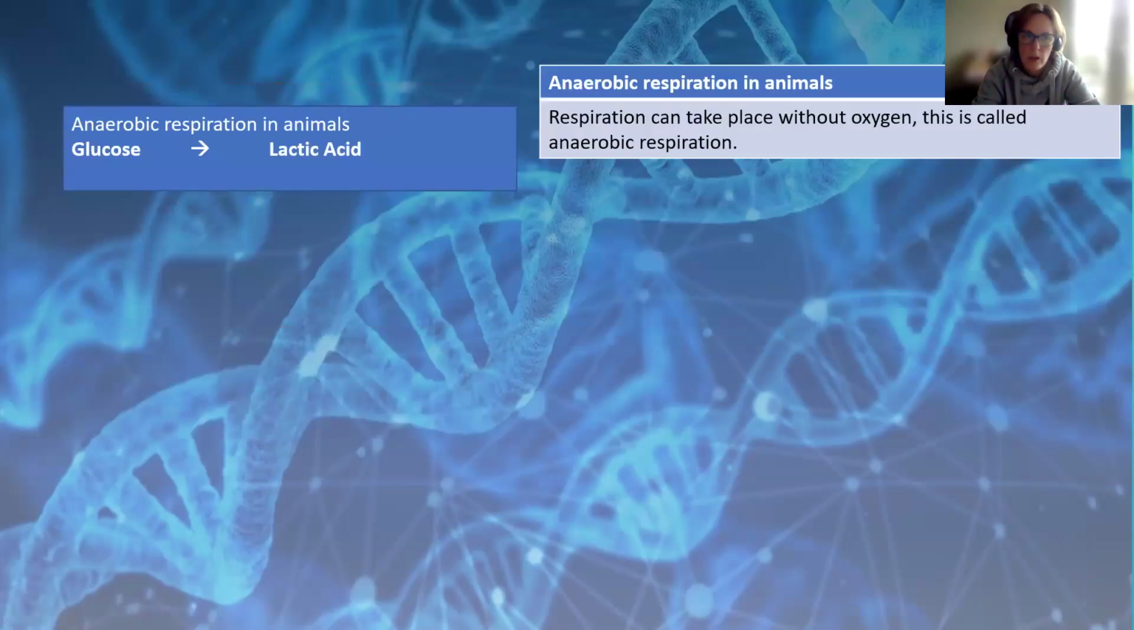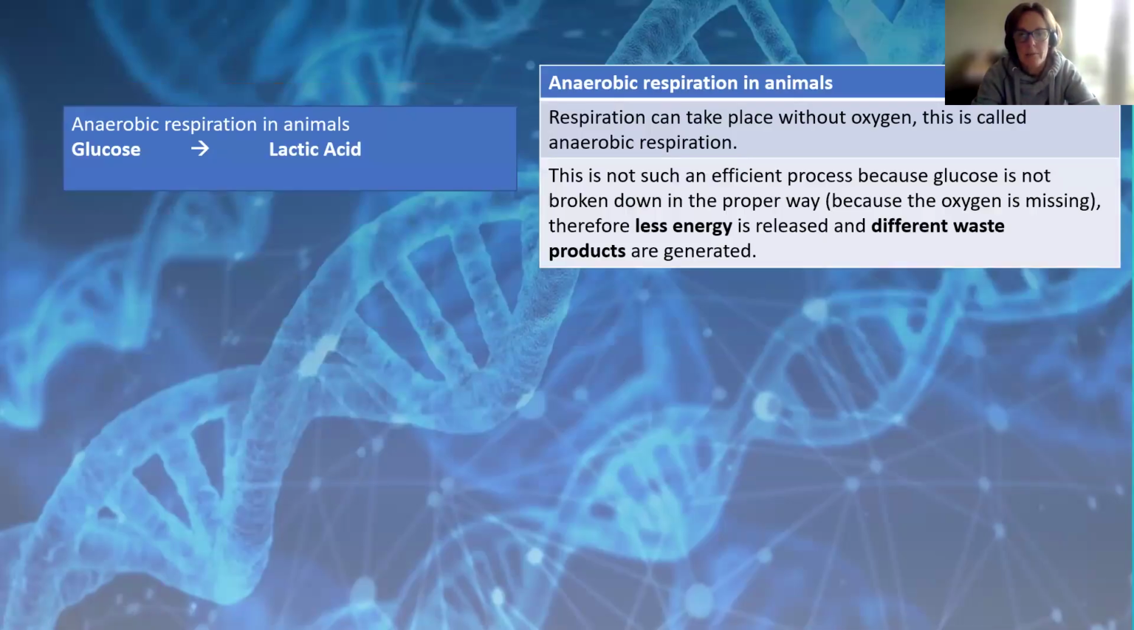So respiration can take place without oxygen, and we call this anaerobic. And in animals, which humans are part of, we get lactic acid buildup. It's not very efficient. So the glucose isn't broken down in the best way without oxygen. Less energy is released, less ATP energy, but it means we don't die if we accidentally run really fast and use up all the oxygen in our blood. So it's pretty useful in an emergency situation.